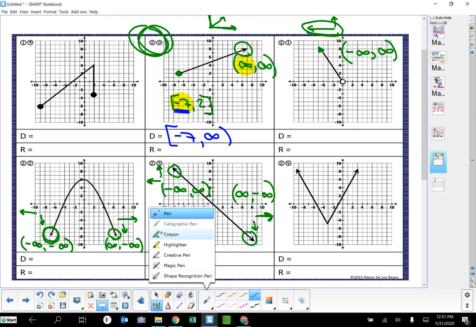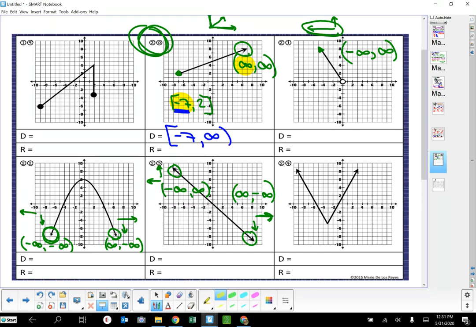Similar with your y values. So they go from 2 to infinity. 2 is clearly lower. So 2 with a bracket to infinity with a parenthesis.